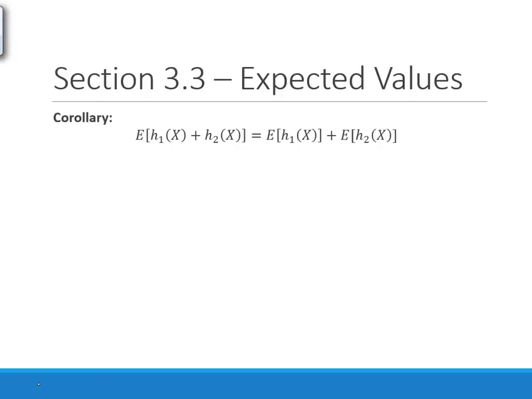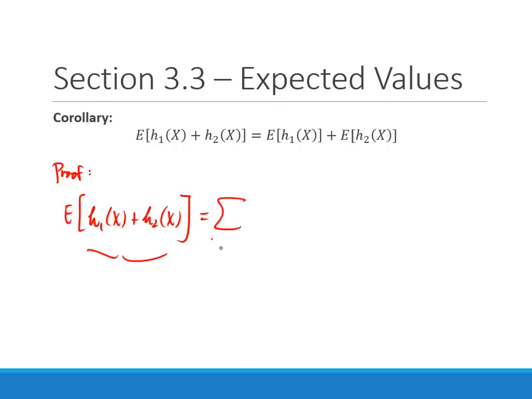And we can actually generalize this even further. If I have a sum of two functions, I can take the sum outside the expected value and just add them up there. So my proof of this corollary is the expected value of h1 of x plus h2 of x. We can think of this as being one big function. So this is equal to the sum over x in D of h1 of x plus h2 of x times the PMF, p of x.